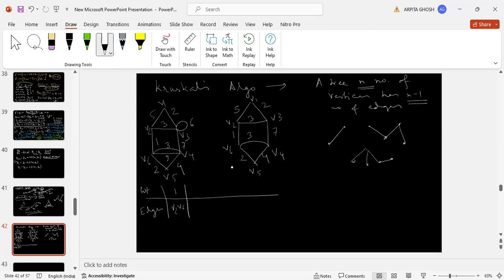Next weight is 2. There are two 2s. One 2 corresponds to V5, V6. The other 2 corresponds to V1, V3. Next, after 2, that is 3. Next weight is 3, corresponding to V4, V6. And another 3 is V2, V3.